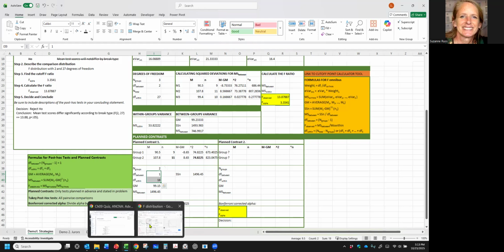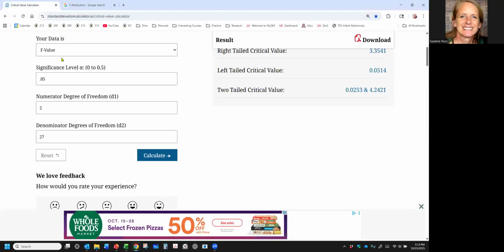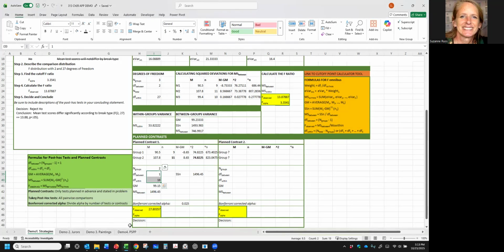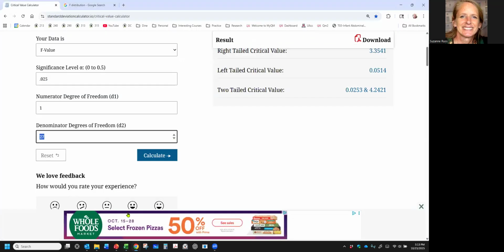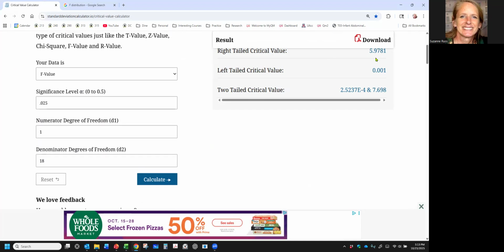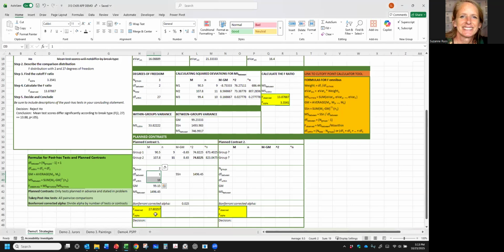Let's get out the tool and find out what we have here. Here's our calculator. Now we have to change this to 0.025. And our numerator is only 1, and our denominator, how can I forget these so quickly? Our denominator is df within, which is 18. Close that out, jump right on this. Of course, we're always doing a right-tailed test, and we have a 5.98 for our F alpha, 5.98. Our decision has to be to reject H0.